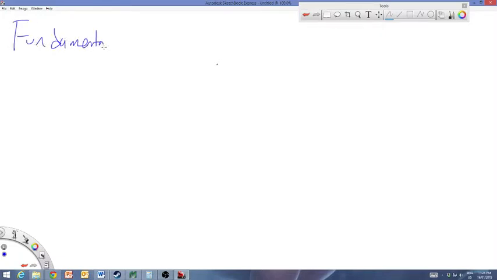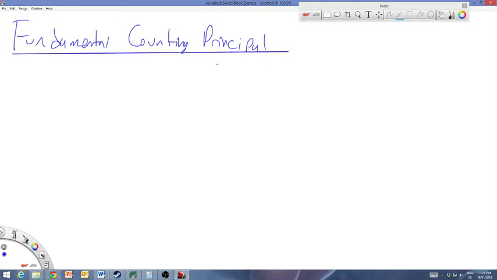I want to go over first a recap of the fundamental counting principle. Fundamental counting principle can basically be summed up as the following: total outcomes equals outcomes of event 1 times outcomes of event 2 times outcomes of event 3, and so on.